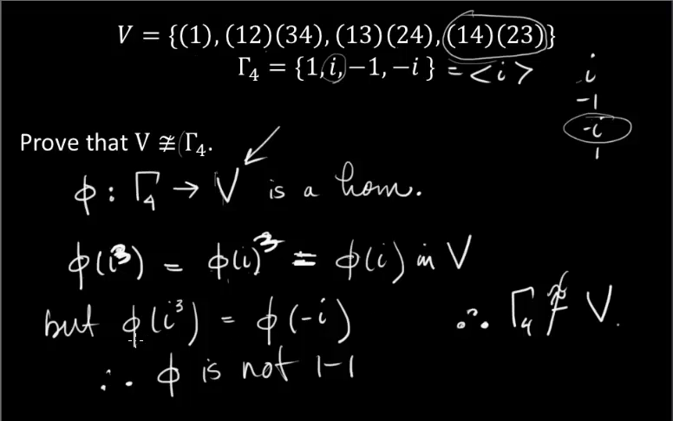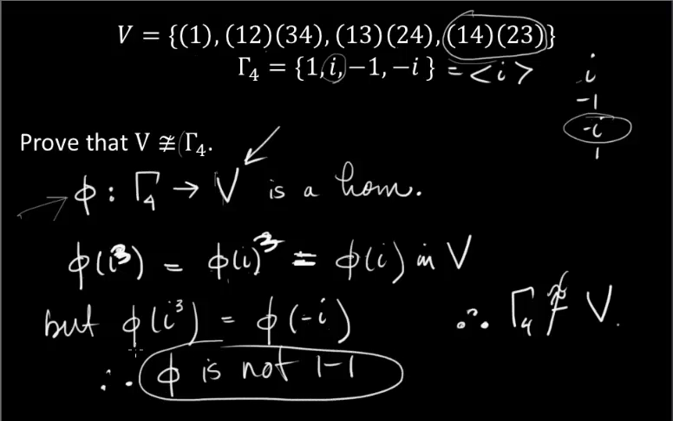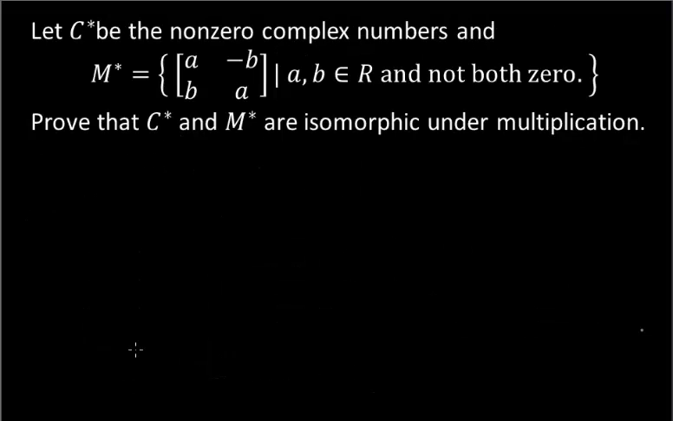But phi of i cubed is phi of minus i, because of our knowledge of how to multiply powers of i. But we can't get the same thing for phi of i and phi of minus i if it was a 1-to-1 function. So here, phi was arbitrary. It was any homomorphism. And we showed that then no homomorphism can be 1-to-1, and therefore the groups are not isomorphic.